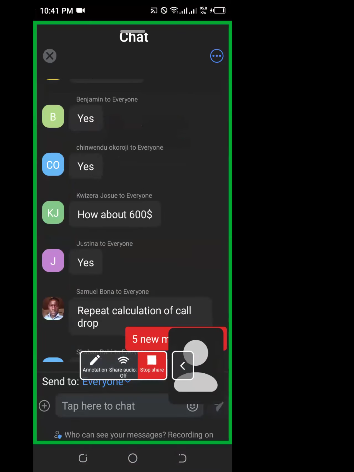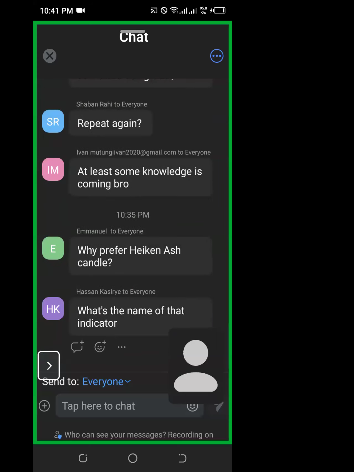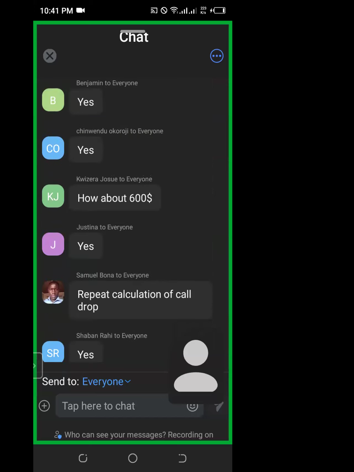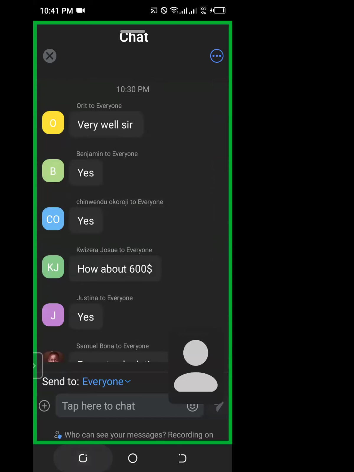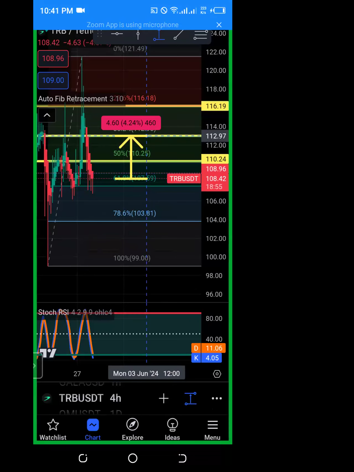Are we together? Or am I just confusing you? For me, I don't want to complicate things. This is TradingView.